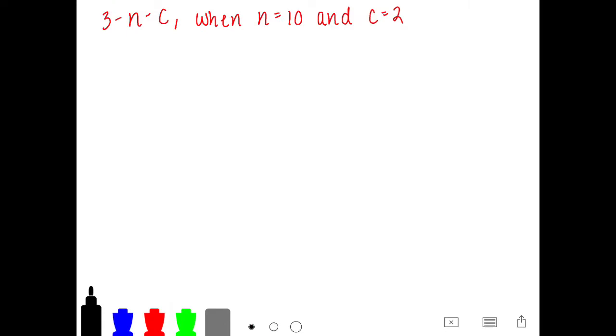For our last problem, we're doing nothing but subtracting. So we have 3 minus n minus c when n is equal to 10 and c is equal to 2. So plugging in our given values, we have 3 minus 10 minus 2. If we subtract 3 and 10 first, we get negative 7 because you keep the sign of the bigger number. So we have negative 7 minus 2 equal to negative 9.